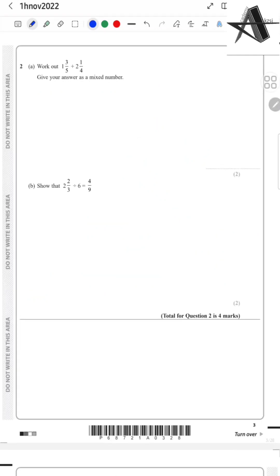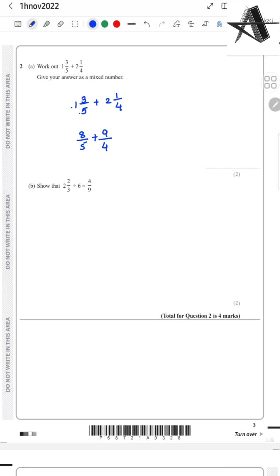Work out 1 3/5 plus 2 1/4, and give your answer as a mixed number. So 1 3/5 plus 2 1/4. Clearly you need to convert these mixed fractions into improper fractions. Same method: multiply 5 by 1 and add 3. So this will be 8/5 and this will be 9/4.